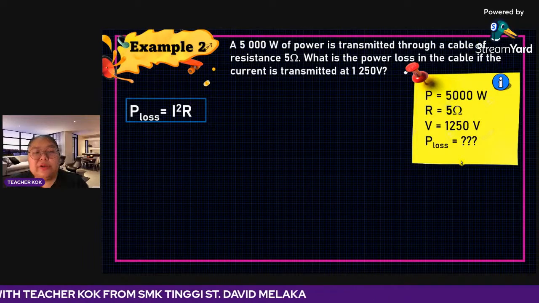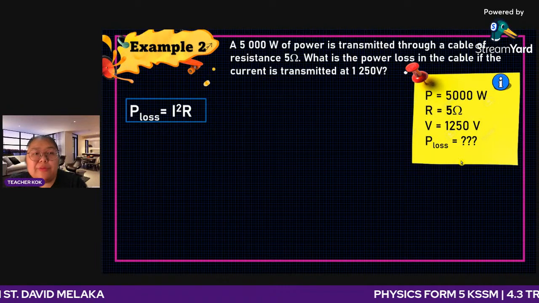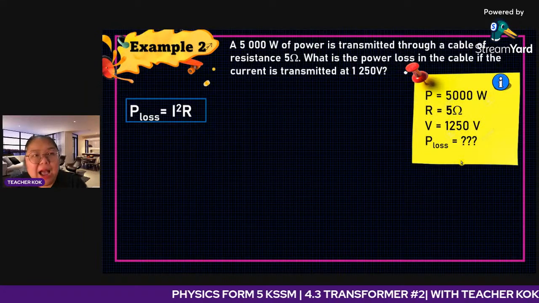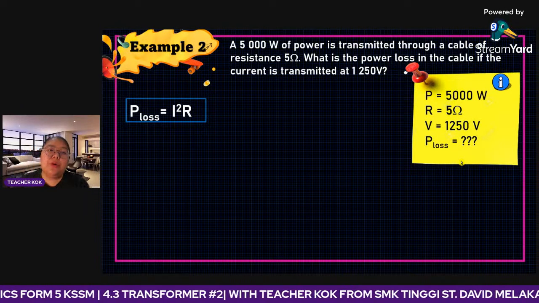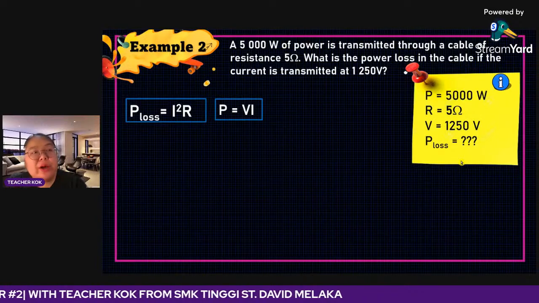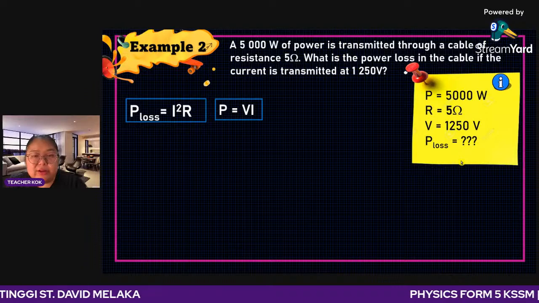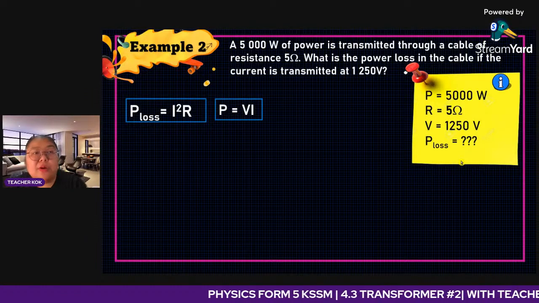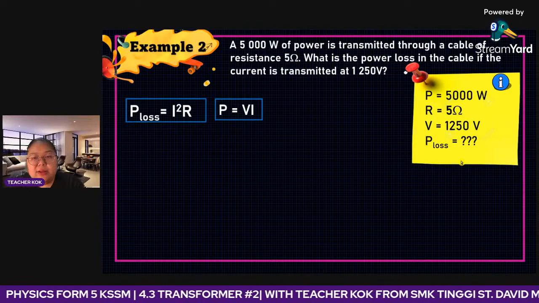So from here we go to check. Power loss, the formula is I squared R. We know the R, but we do not know the I. So how to find the I? The I normally we find from the power input. Power input formula, P equal VI. So you find for me what's the current now first. Then later we find the power loss. So you tell me the current first. Okay, you get the current.